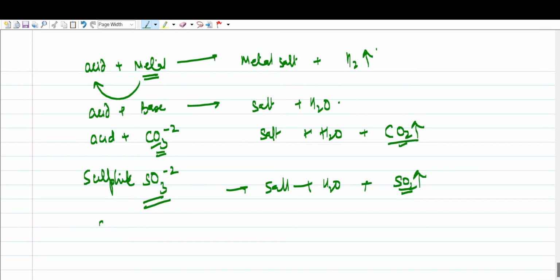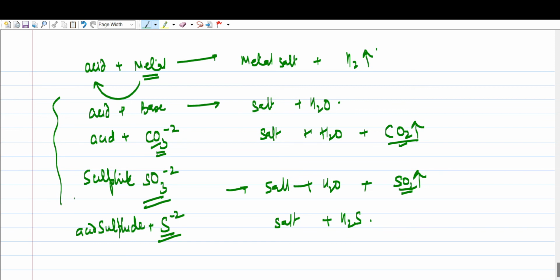अच्छा, likewise अगर हम लेते हैं सल्फाइड, sulfide, S2 minus, in that case जब वो acid के साथ react करेगा, so it is going to form salt, and there is no water, instead there will be a gas which is hydrogen sulfide.